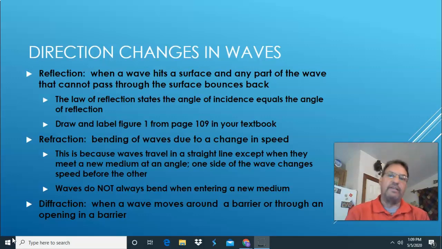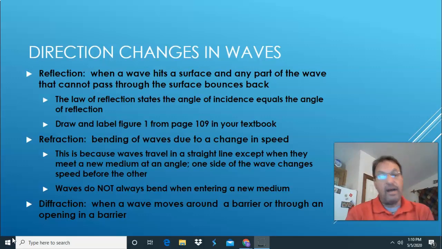A lot of you have seen that where you put a straw into a glass, and it looks like the straw is not in a straight line, and that's just because the light waves are changing speed going through the air as opposed to going through the liquid.